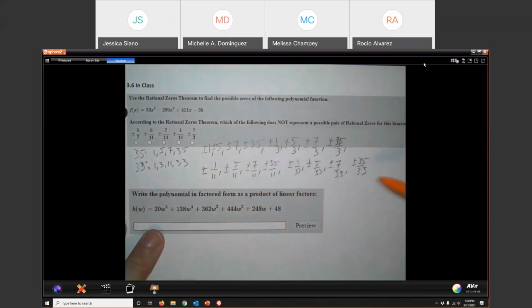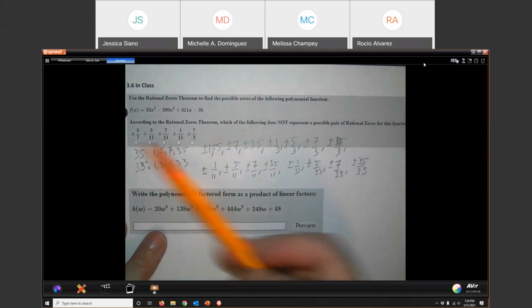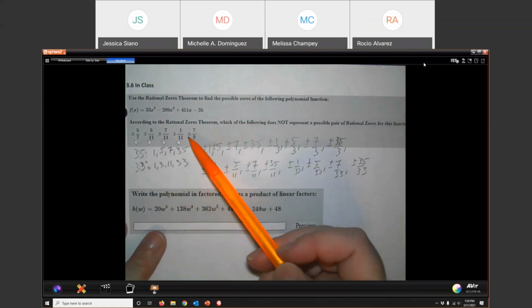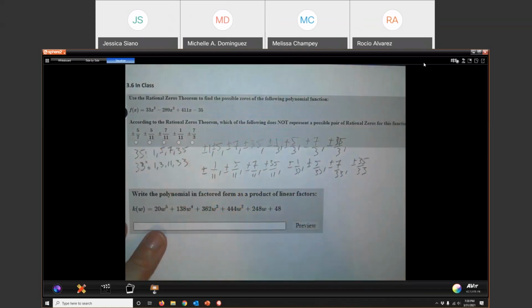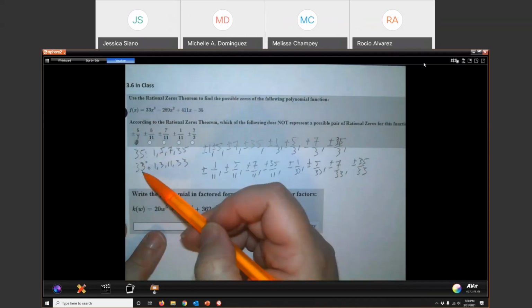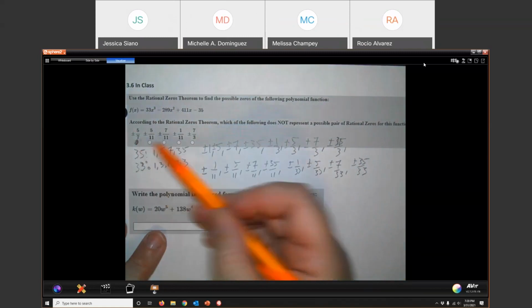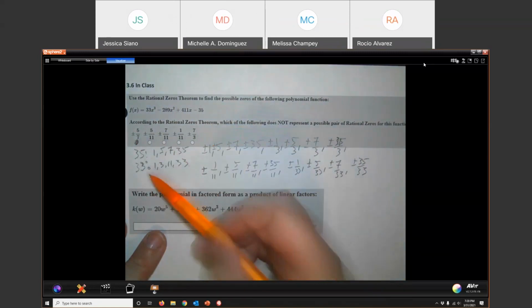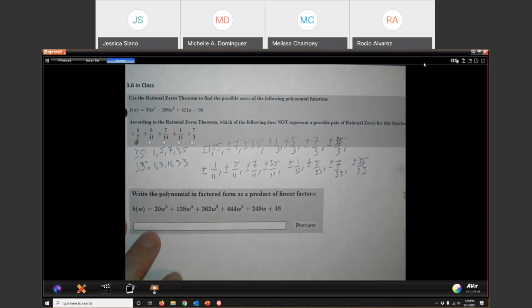Now, if these reduce, then you should reduce them. But if we're wondering which one in this list is not a possible rational zero, I would say the first one, because 7 is not a factor of 33, and the numbers in my denominator should all be factors of my leading coefficient. Okay?